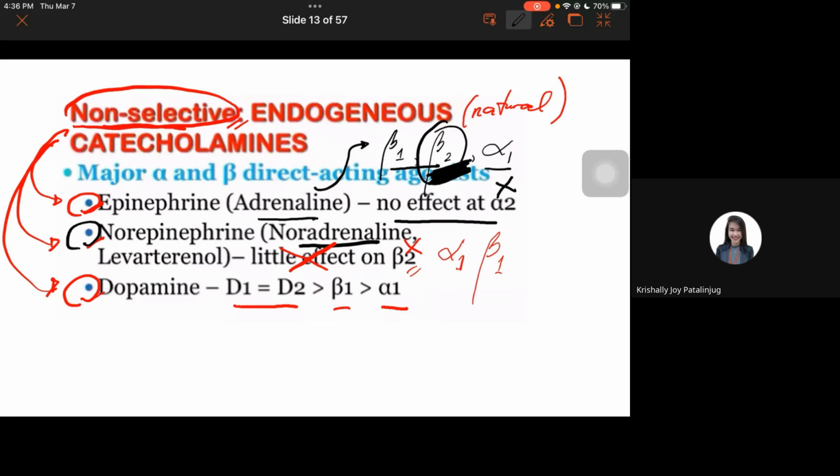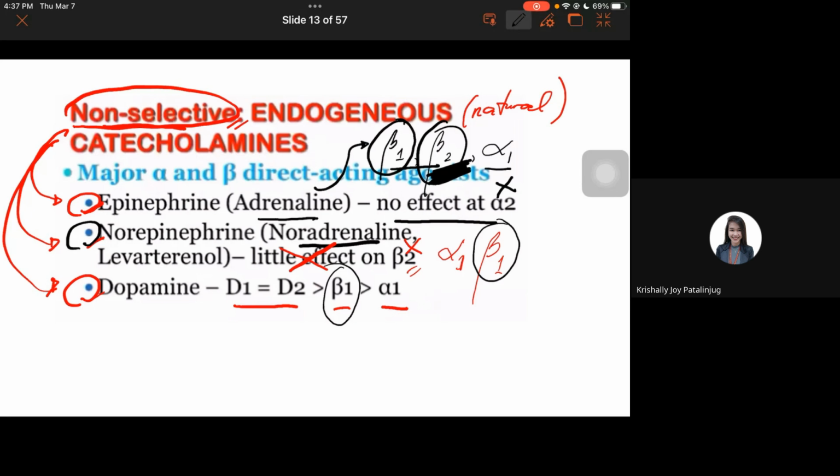Kung asa sila nag-differ, asa sila merong similarity. Kung similarity naman, anong klaseng receptor common sa tatlo? Anong receptor na ina-activate nila common sa tatlo? Very good. It's beta 1. Tingnan, may beta 1 for epinephrine, beta 1 agonist din si norepi, ganun din si dopamine. So ano yung clinical relevance kung kaya nilang i-activate yung beta 1? Ibig sabihin, these are cardiac stimulant ng mga gamot. Kasi meron silang affinity to beta 1.